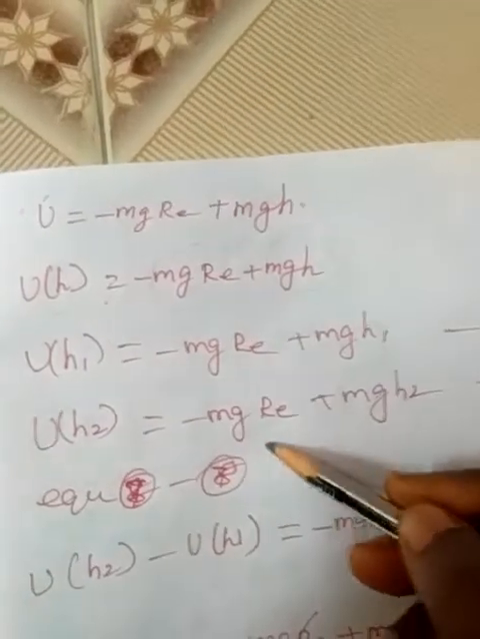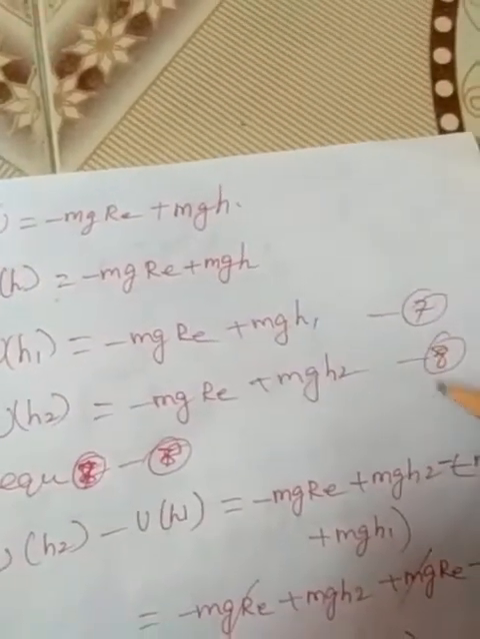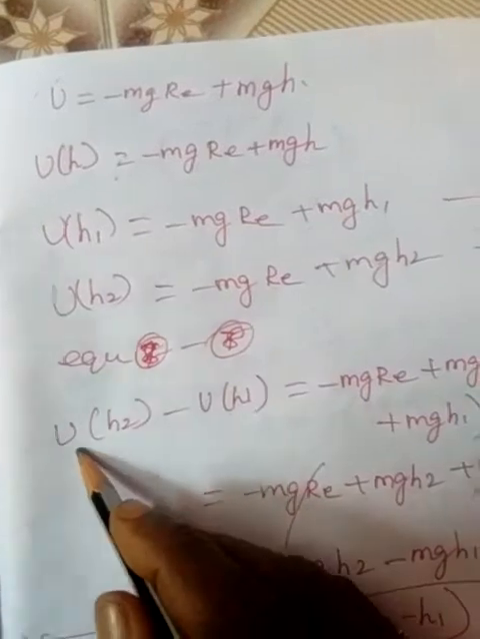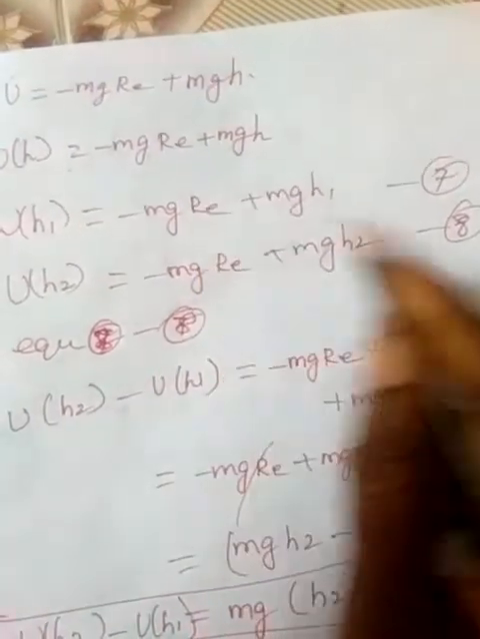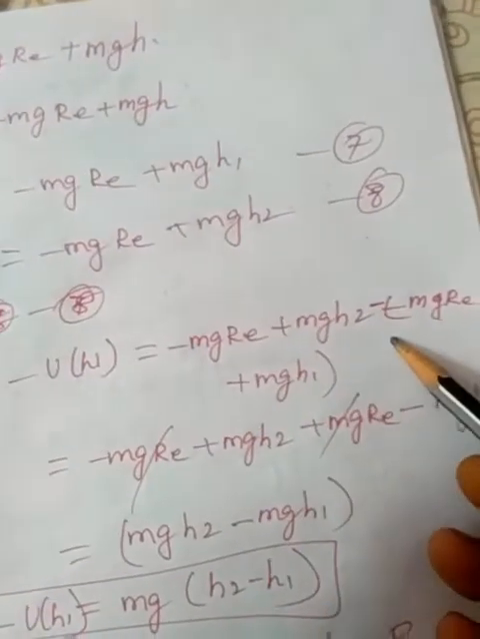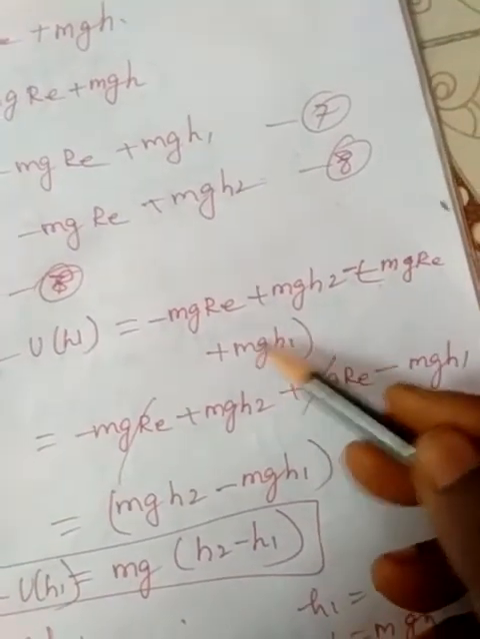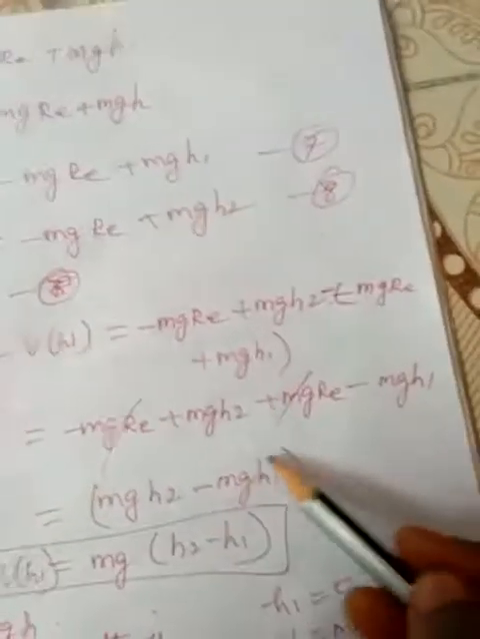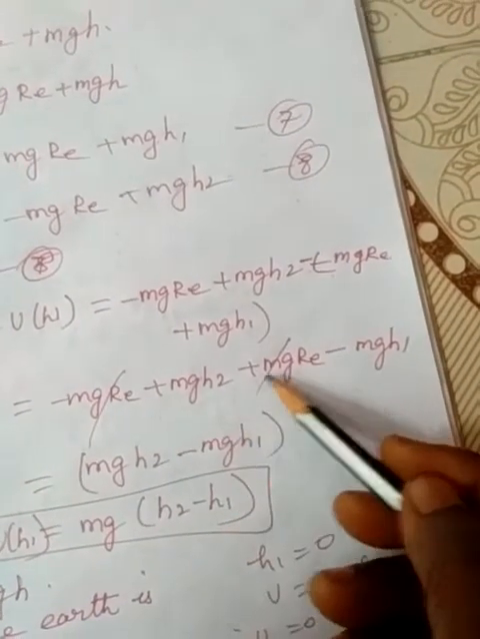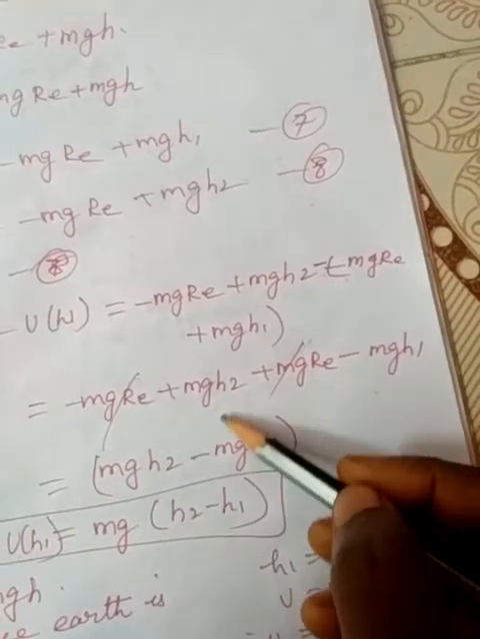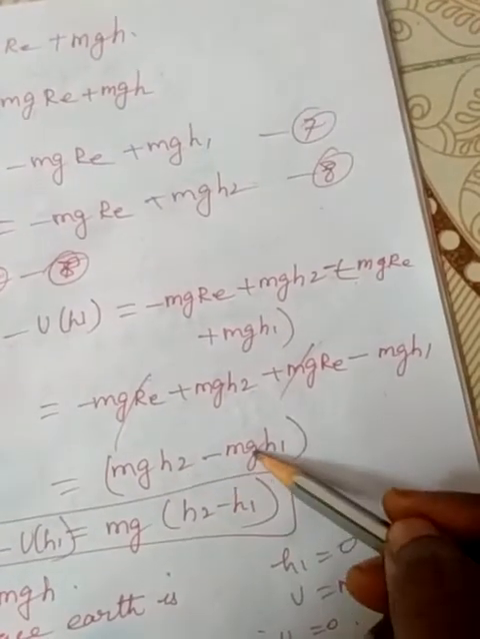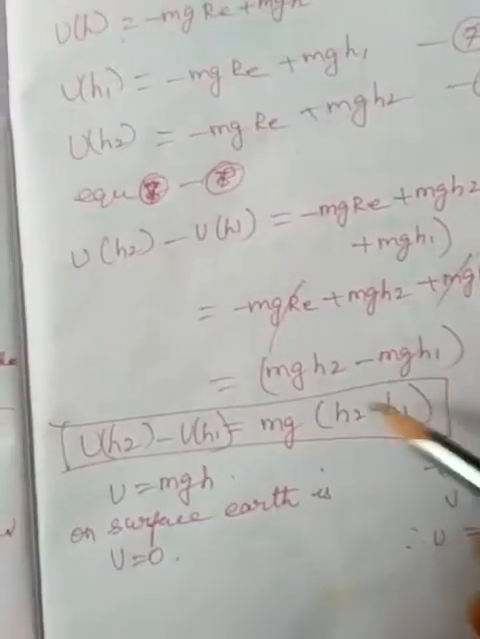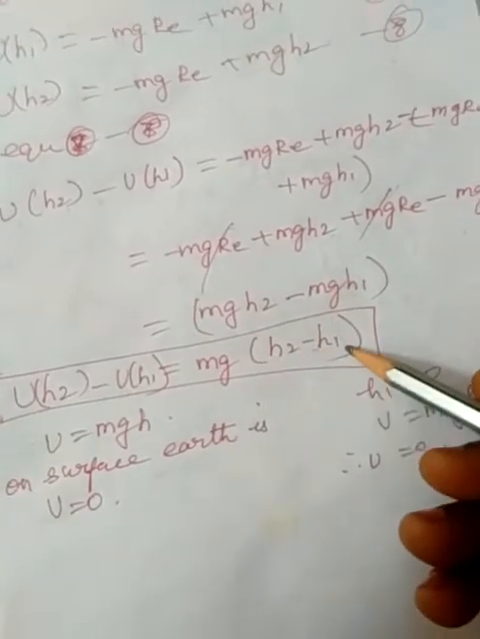So now I am writing that we are comparing, the same formula, only with minus mg r. So the 7th equation and 8th equation here are subtracted. So U h2 minus U h1. When you subtract, first we write minus and here plus, so the minus into minus here is plus, plus into minus here is minus. You see that minus mg re and plus mg re cancel. So the balance is mg h2 minus mg h1. Commonly we have mg, so you take it out. So mg times h2 minus h1.